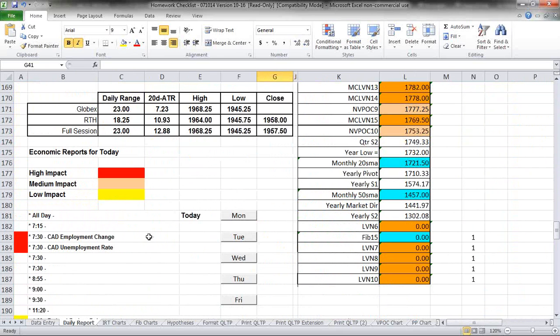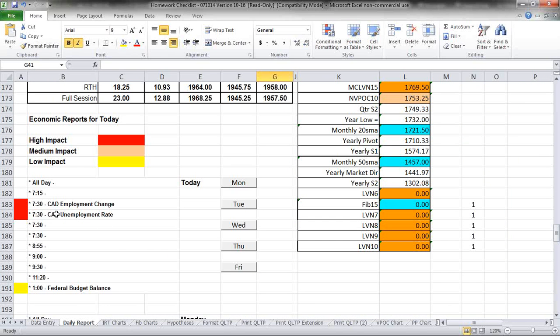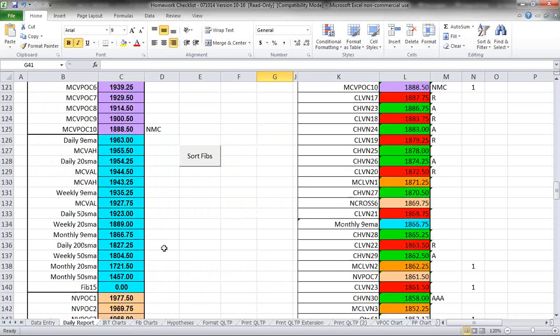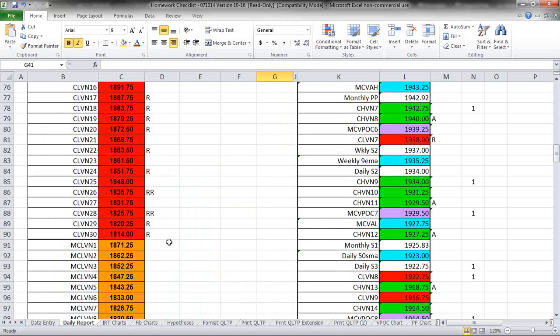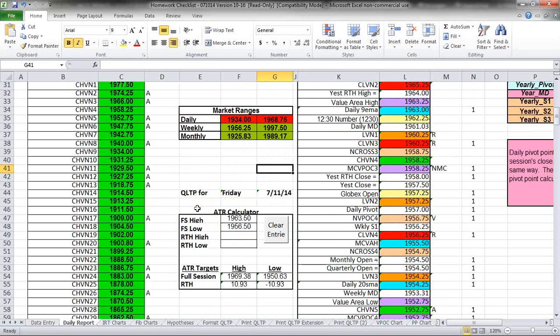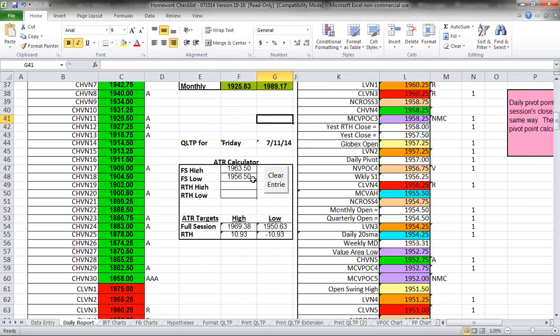We had the Canadian employment change at 7:30 Central, 8:30 Eastern. It didn't really do much to the market. We do have the federal budget balance at 1 o'clock Central, 2 o'clock Eastern, but it's not really a big news release. Of course, there is headline risk out right now with everything that's going on in Germany, in Syria, and with Portugal. Just headline risk is there today.